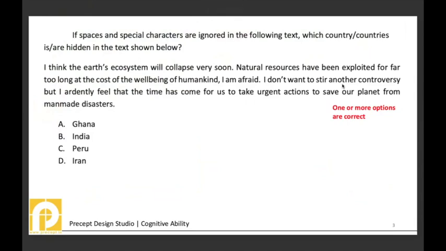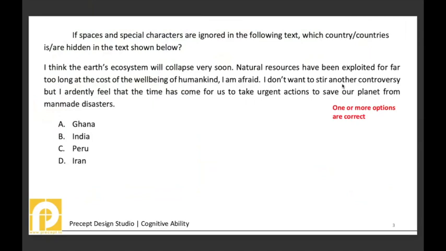If spaces and special characters are ignored in the following text, which country or countries is or are hidden in the text shown below? We're given here a text below. We have to identify which country or countries are hidden in the text. We have to ignore spaces as well as special characters. Okay, one or more options are true.